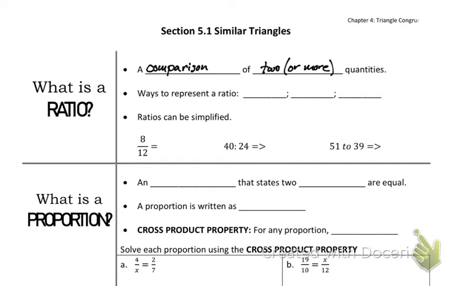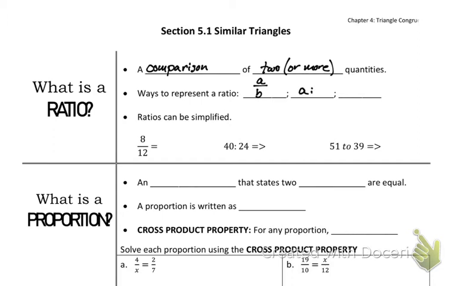Now, a lot of times you see these represented as a fraction. So some ways to represent a ratio, we could just do it as a fraction. So A divided by B is a ratio. How does 2 compare to 1? Or something like that.